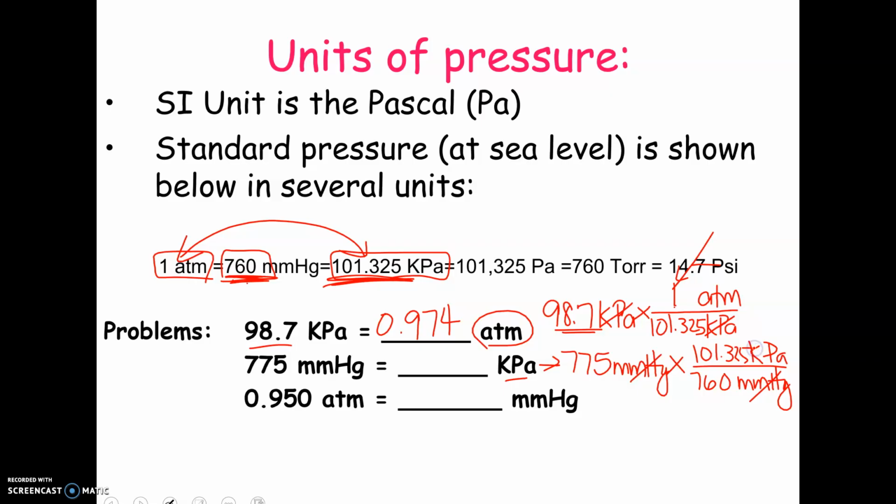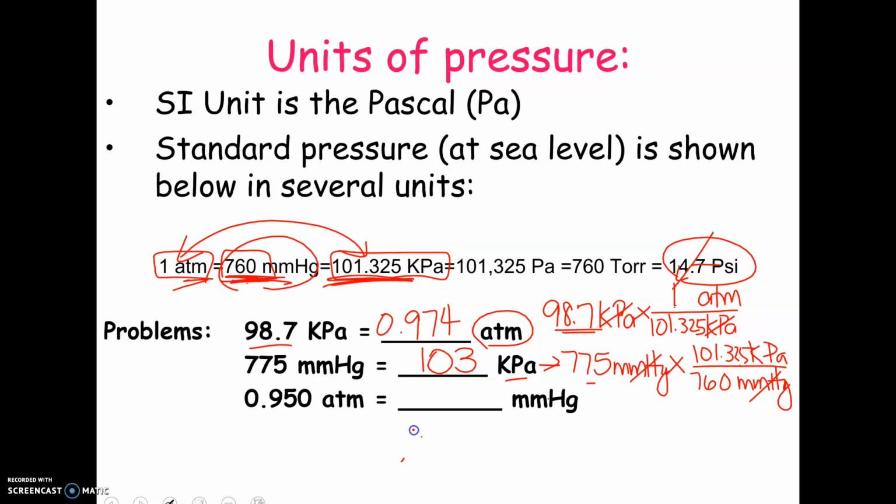Now for this one, you're going to have to multiply and then divide. So you'd multiply 775 times 101.325 and then divide that answer by 760. And if you do that, you should get 103. And then for our last one, we're going from ATM to millimeters of mercury. Again, these do happen to be right next to each other. But if I wanted to convert, say, from millimeters of mercury to PSI, I could do that. I could convert from any one thing to any other thing using this same technique.